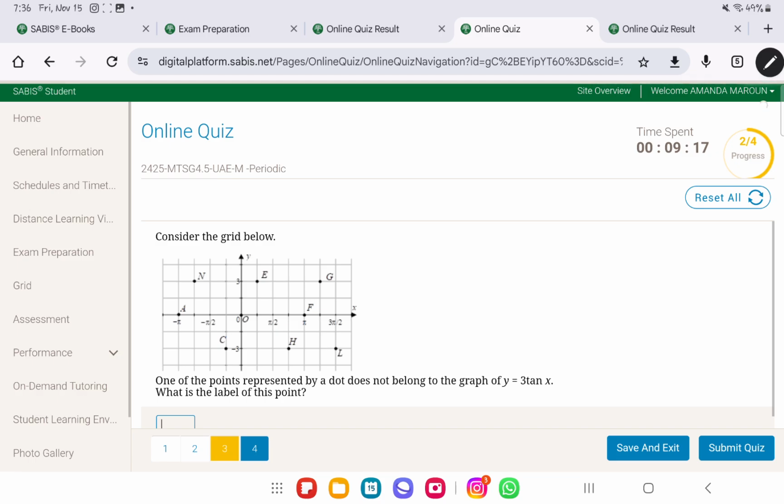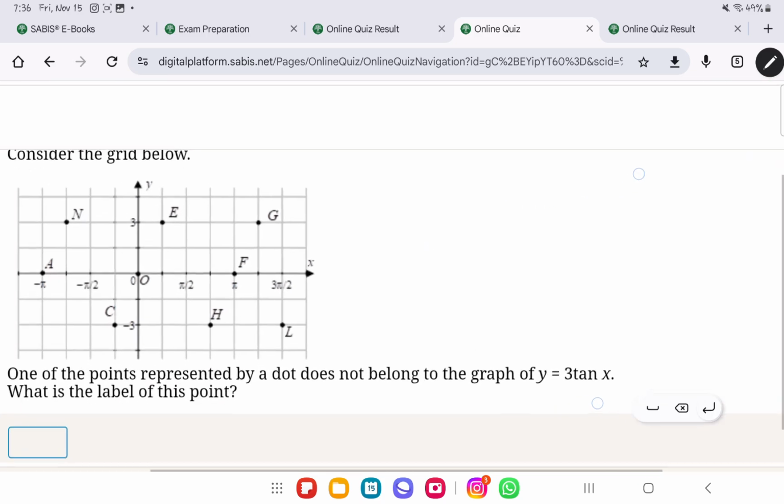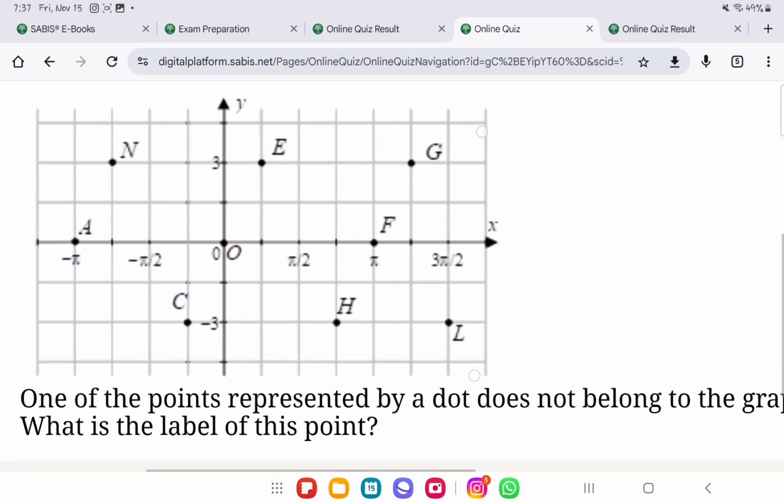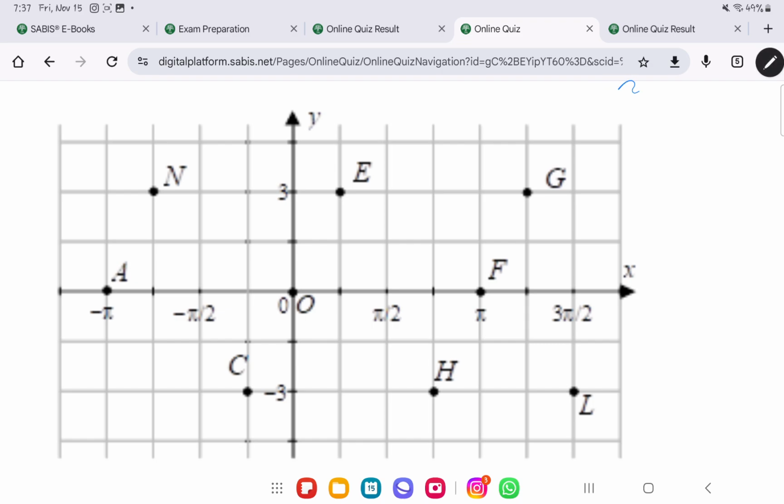Now we move on to question number 3. This is a nice question. It says, one of the points represented by a dot does not belong to the graph of y equals 3 tan x. What is the label of this point? First of all, I'm going to zoom in. I'm going to write the equation over here. Y equals 3 tan x. That means you're multiplying the tan of x by 3.